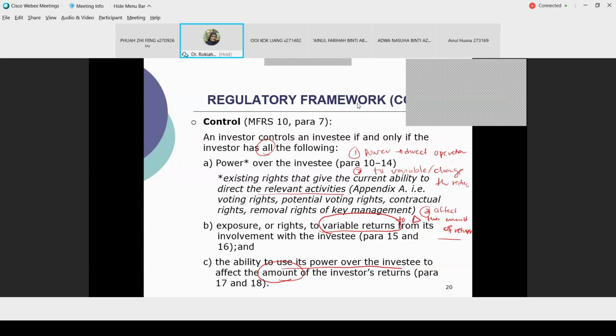It means that the returns here refer to how much the company is going to pay to the shareholder in terms of return on the investments. Okay, and then also affect the amount of the returns. The return that we refer to here is the return on investment, maybe measured using the earnings per share, maybe another method they use to measure the returns on investments.